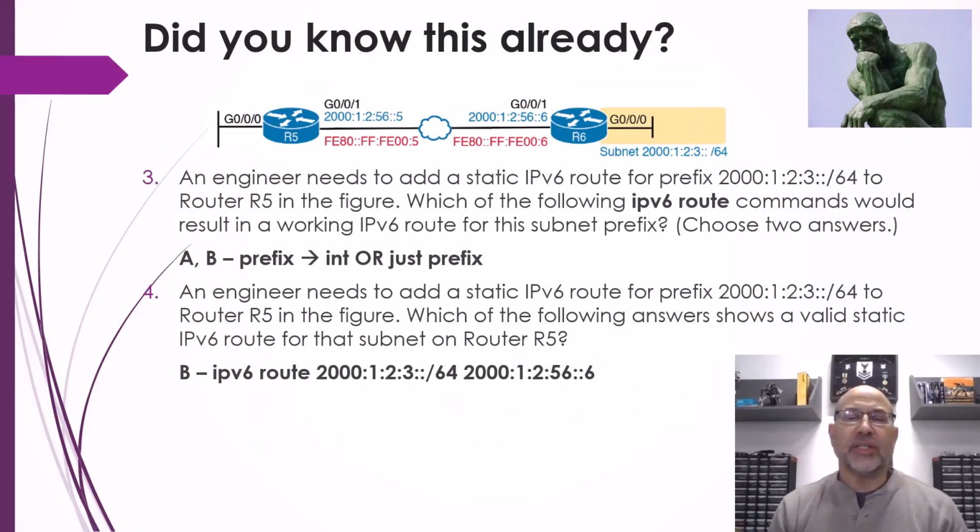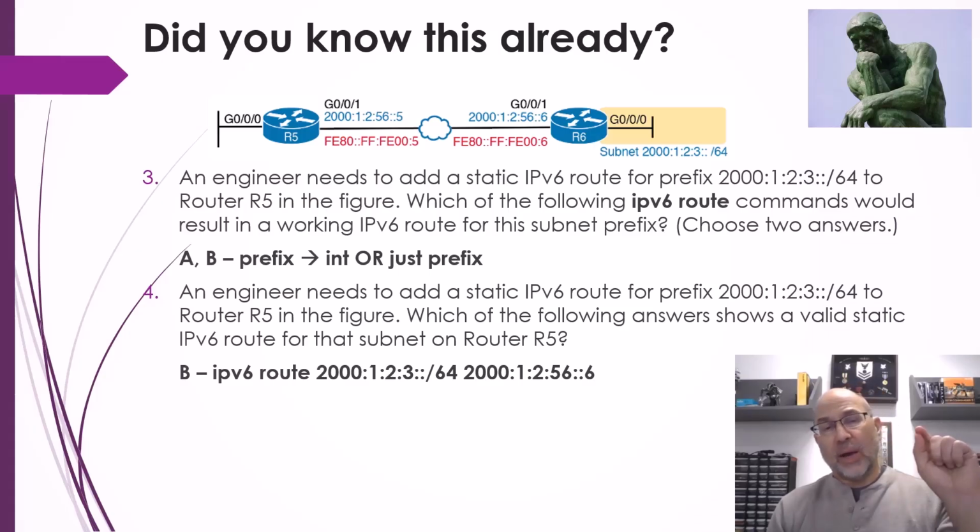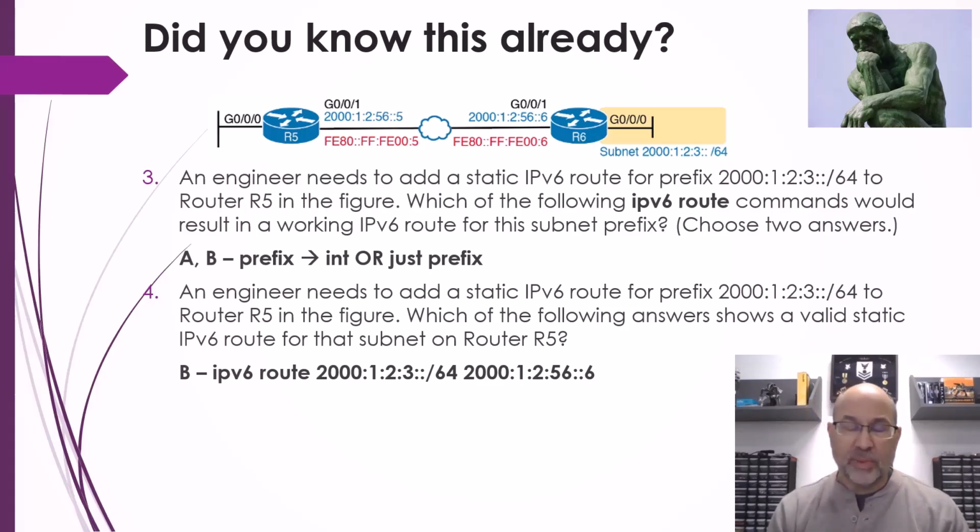Question number 3: an engineer needs to add a static IPv6 route for the prefix 2001:2:3. Which of the following ipv6 route commands would result in a working route for that prefix? Well, you can say, I want to get to this prefix plus an interface, or just the prefix without the interface argument. And the reason for that is that we're using globally unique addressing for the next hop. The minute we use link local or a serial interface, we're talking about interfaces.